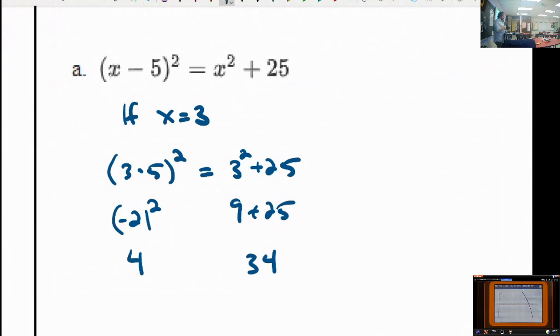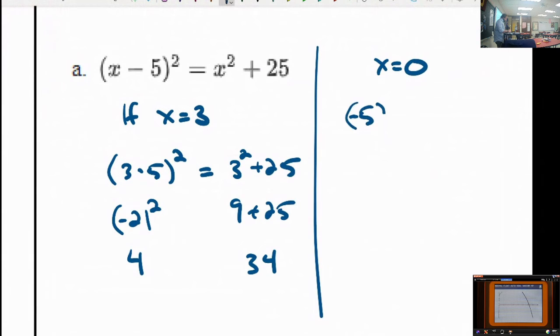That doesn't mean it's not never. A good example is if x equals 0. If x equals 0, you get negative 5 squared equals 0 squared plus 25. And both these are 25. So the answer here is sometimes.